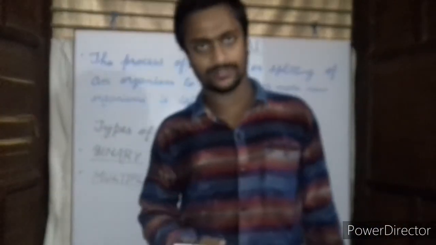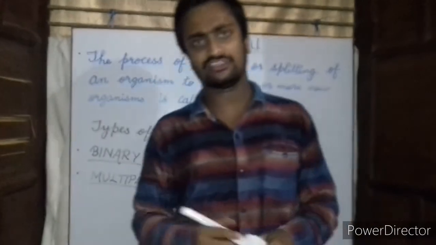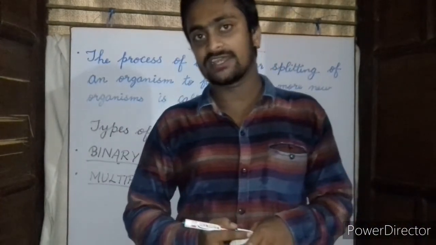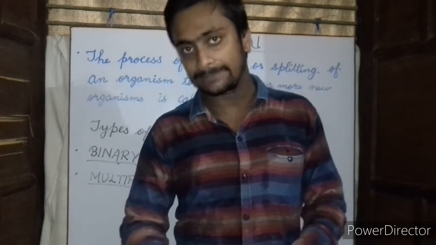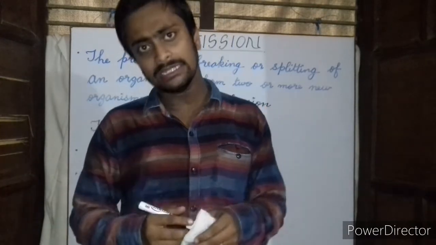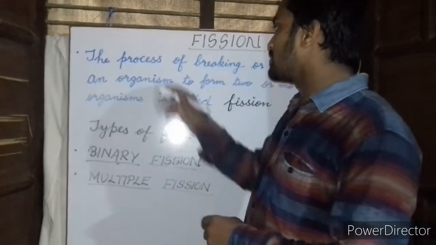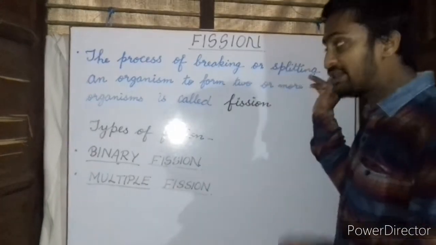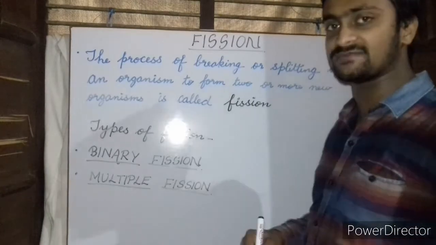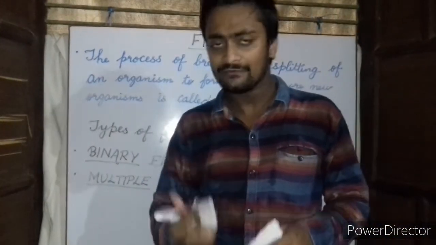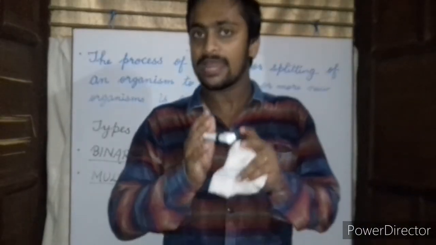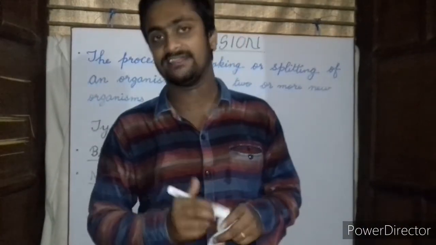What do you mean by fission? How can we define fission actually? What happens? Many unicellular organisms such as protozoa, amoeba, paramecium, they just split into two parts. So in biology, fission can be defined as the process of breaking or splitting of an organism to form either two or more new organisms. This process of fission takes place in only and only unicellular organisms.